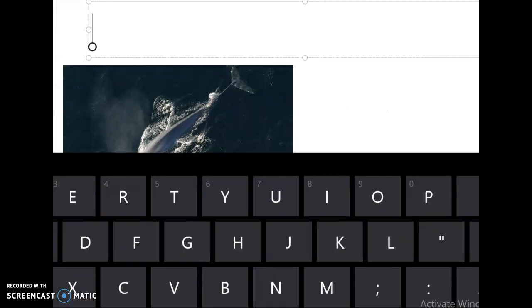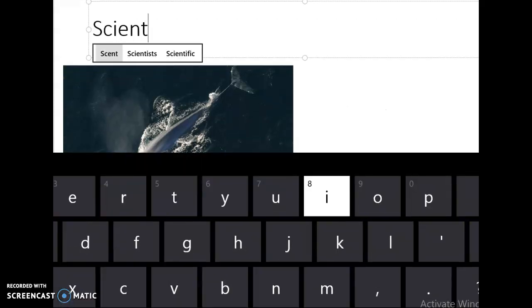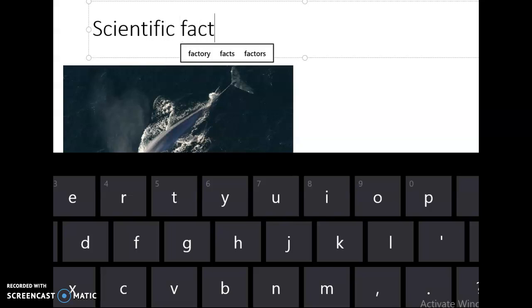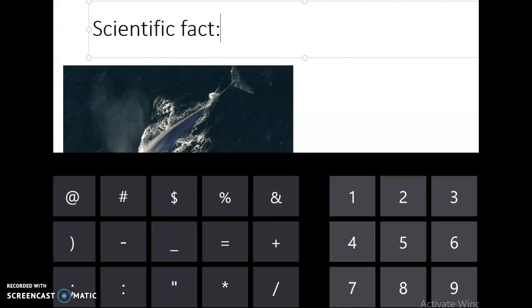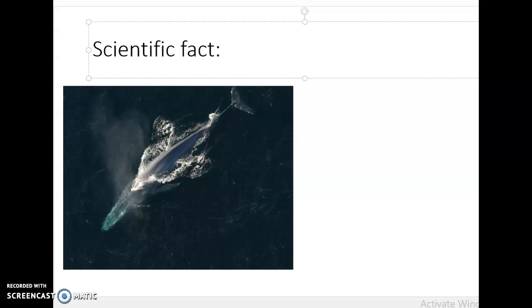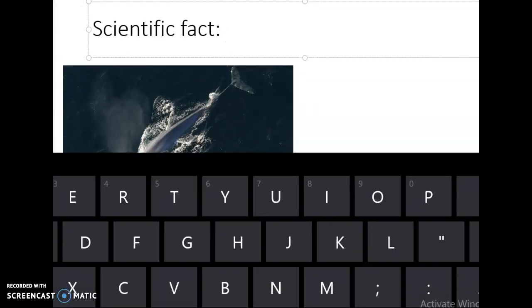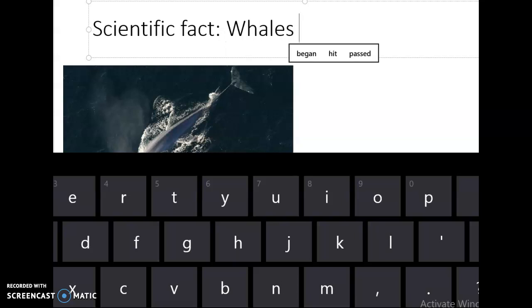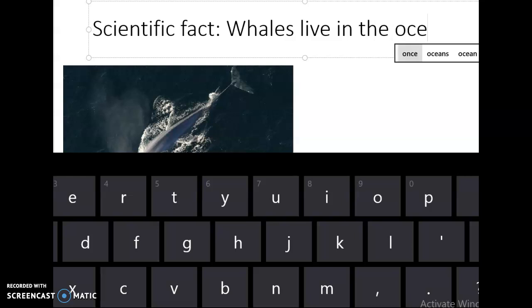Whenever we have a scientific fact, then we have to use simple present. For example, like in this picture, we see a whale that swims in the sea. So this is a fact. We say whales live in the ocean. Okay, so this is a scientific fact. I have to use simple present.